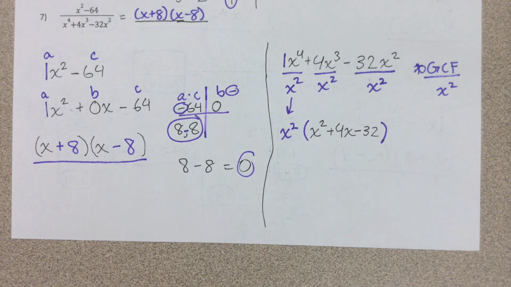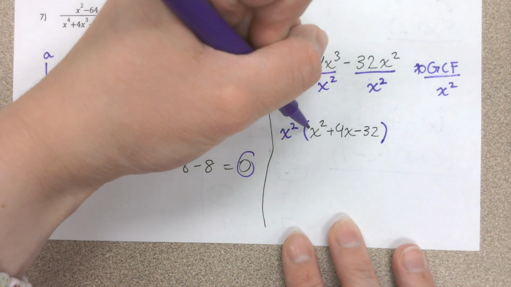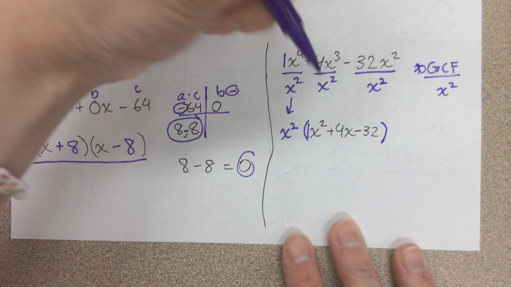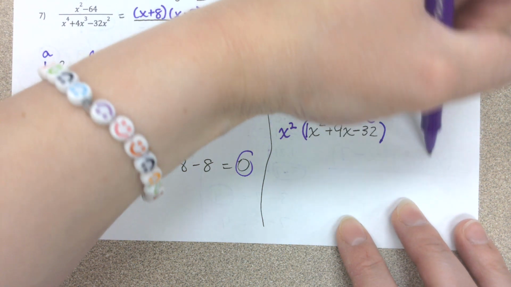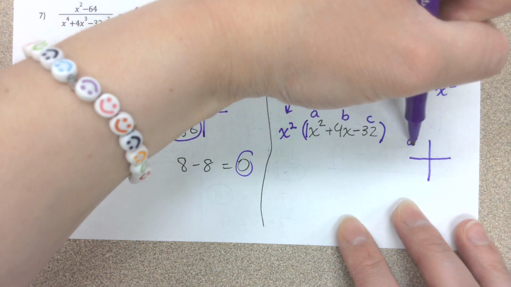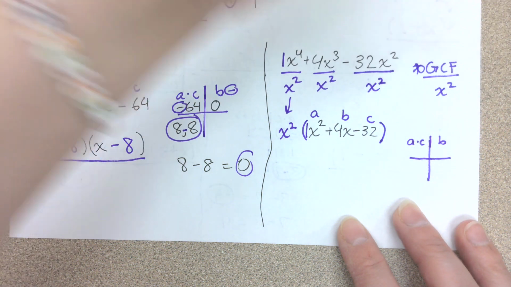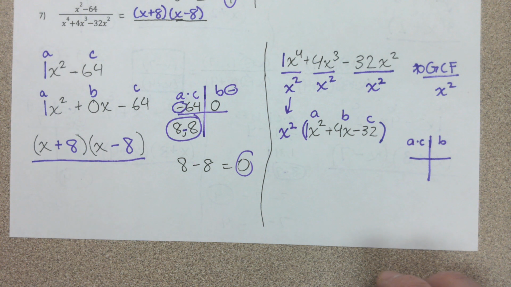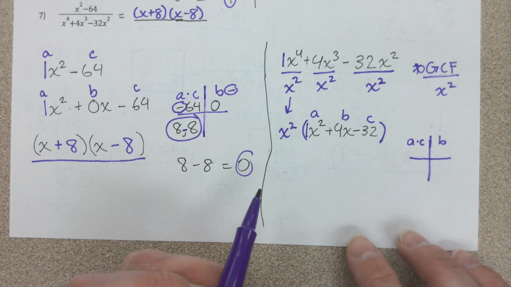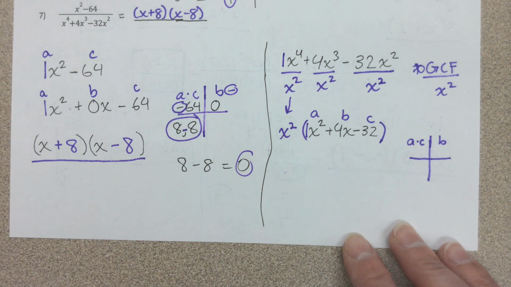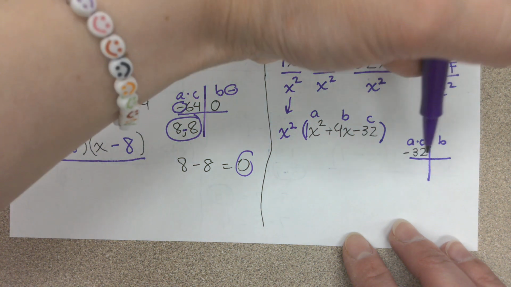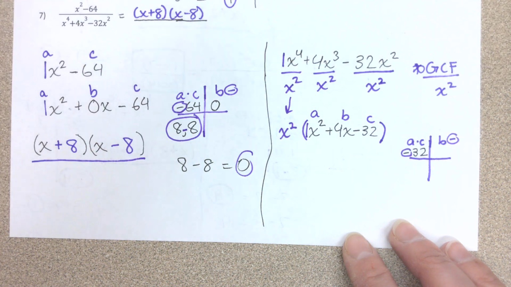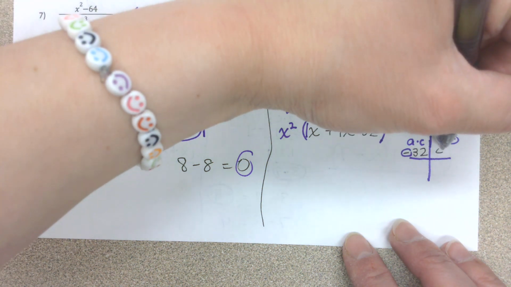Here we have the trinomial. So I'm going to do the ABC chart with this. Front number's 1, we have ABC. I'm going to set up my table, A times C and B. And A times C, 1 times negative 32, that's negative 32. Since it's negative, we'll subtract on this problem. And B is positive 4.